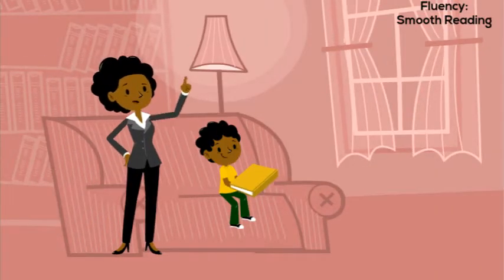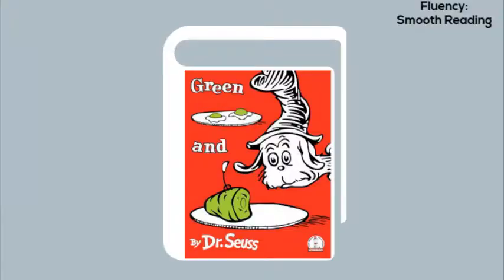What's your favorite book? Green Eggs and Ham. I read it in school and I brought it home. Good. What is it about?